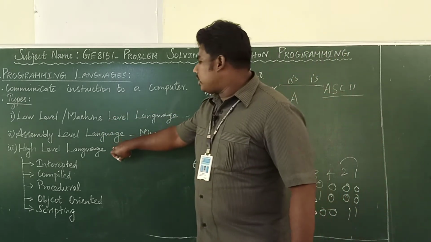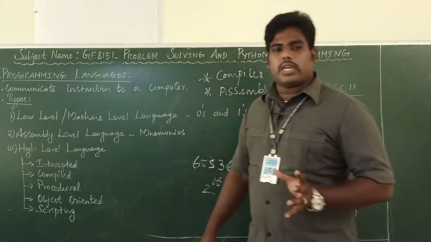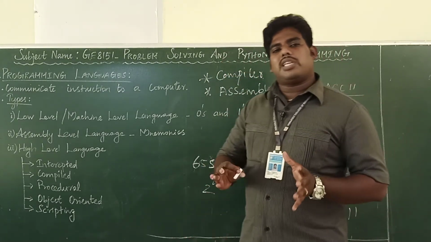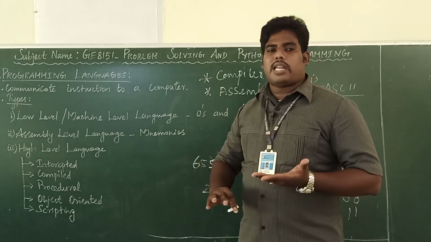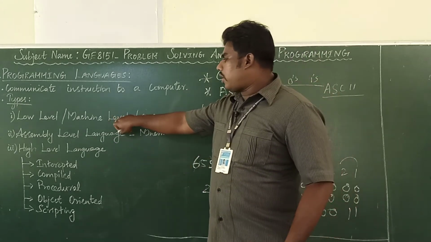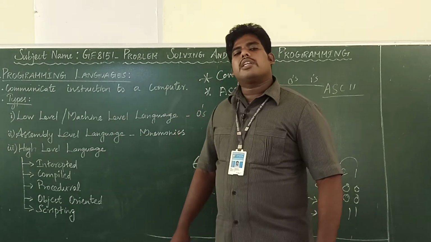Okay, the second one is assembly level language. Assembly level language is nothing but mnemonics. What is mnemonics? Mnemonics means instructions. The second generation of programming language. The first generation is 0 and 1. Second generation of programming language is called as mnemonics.